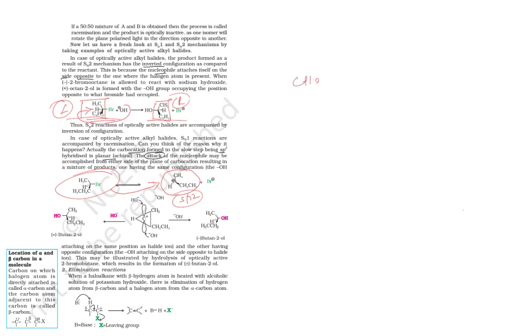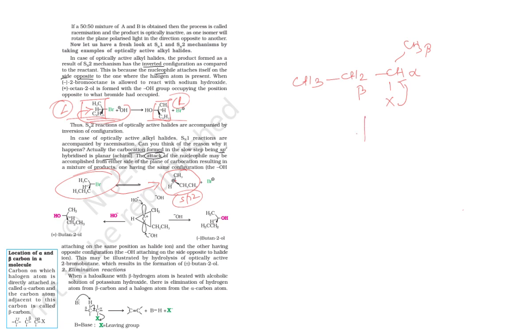If I am taking one alkyl halide, the halide-substituted carbon is nothing but the alpha carbon. The halogen-substituted one is considered as the alpha carbon. Adjacent to the alpha carbon, that is the beta carbon.